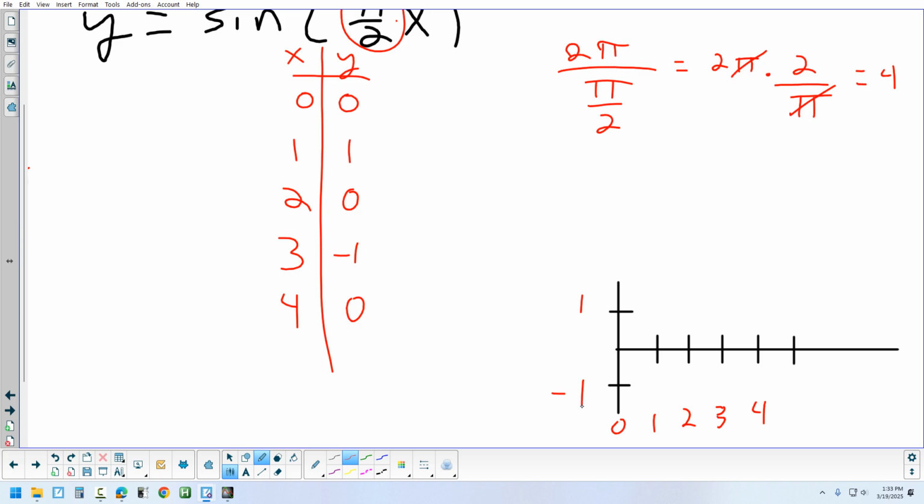Okay, so I'm going to go 0 to 4. My highest is 1. My lowest is negative 1. What is my first coordinate? 0, 0. 1, 1. 2, 0. 3, negative 1. 4, 0. There's our sketch. Okay. Any questions on that one?